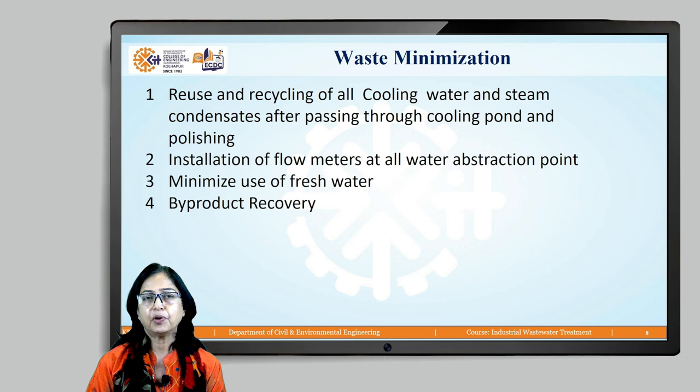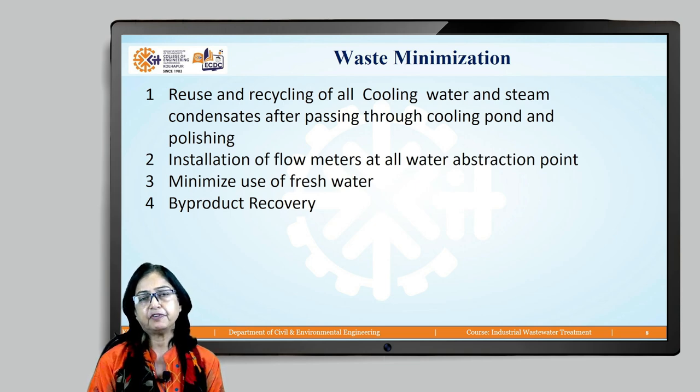So, this is a very important step, and the industry can save a huge amount of fresh water consumption by practicing reuse and recycling of all non-process application of water. Okay. Second step, installation of flow meter, because we already are familiar with the process and know how much water is required for various steps. So, installation of flow meter will immediately bring to attention whether consumption of water is as per requirement or somewhere water is wasted. Then minimize use of fresh water by using treated wastewater wherever possible, like for gardening, for flushing of toilet.